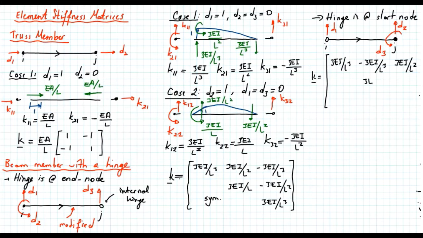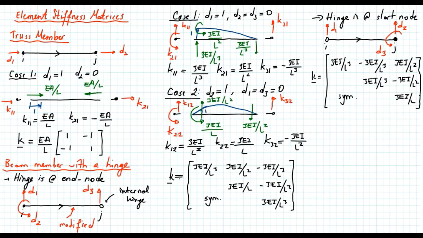The second row, 3EI over L cubed, minus 3EI over L squared. And finally, 3EI over L. And this will be a symmetrical matrix. This is the case when we have a hinge at the start node.